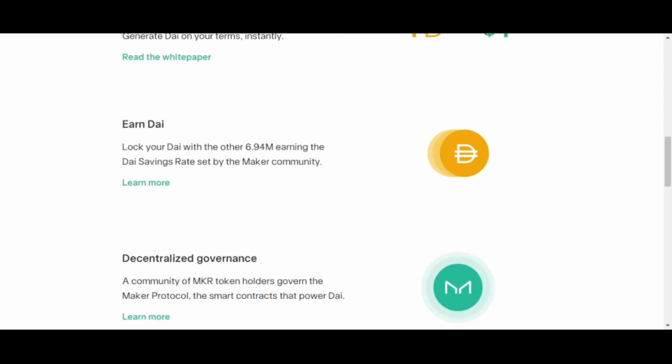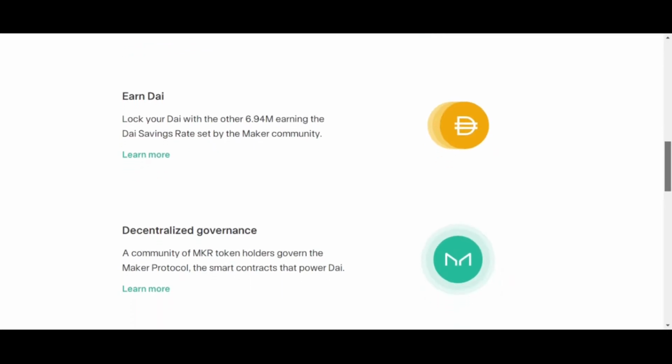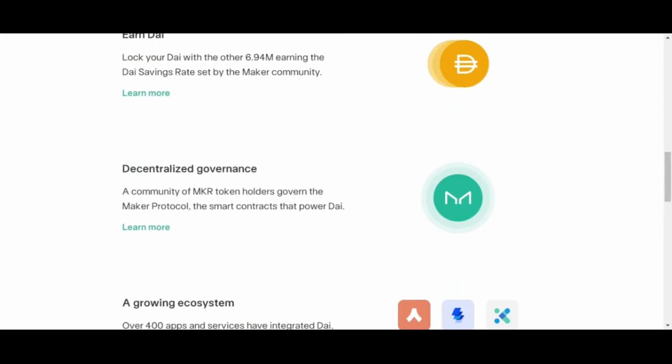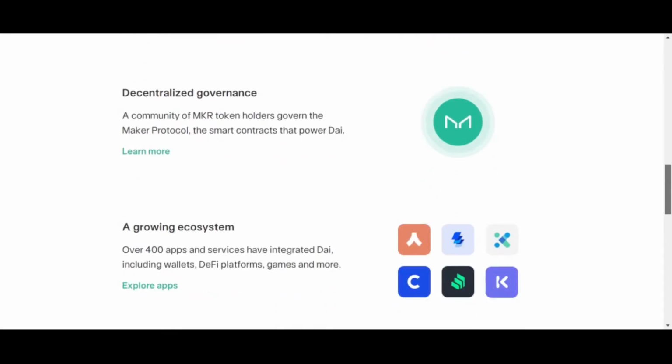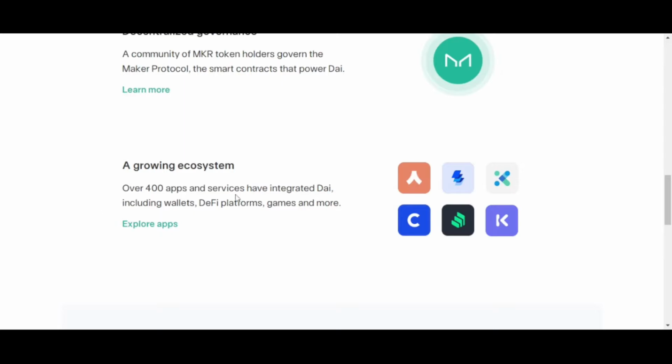So, earn DAI. Lock your DAI with others, 6.94 million earning the DAI savings rate set by the Maker community. That's a big thing with the Maker token, which we'll get to in a second: it's a governance token. So you take part in the decentralized ecosystem when you own the MKR token. Okay, so decentralized governance: a community of MKR token holders govern the Maker protocol, the smart contracts that power DAI. And a growing ecosystem: over 400 apps and services have integrated DAI, including wallets, DeFi platforms, games, and more.